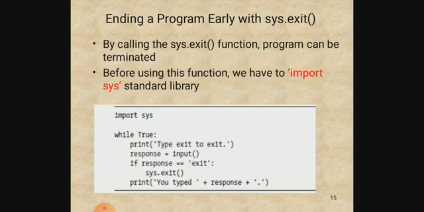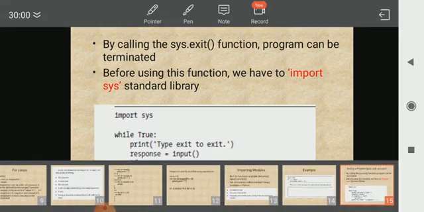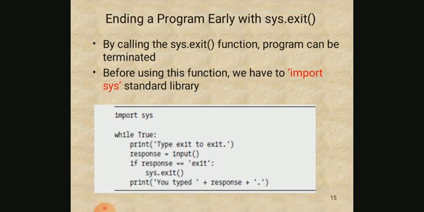And the next will be how can we terminate the program. Usually in other programs we are using exit, right? When you give exit, it completely terminates the program. Like that, in Python we can use sys.exit. By calling the sys.exit function, the program can be terminated. Before using this function, we have to import the standard library sys.